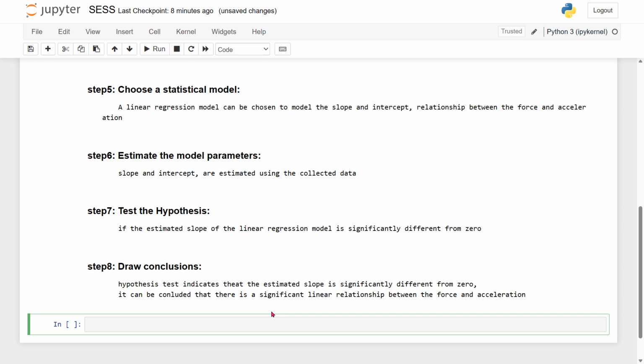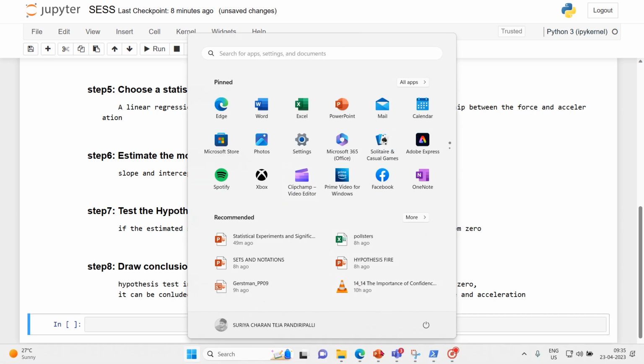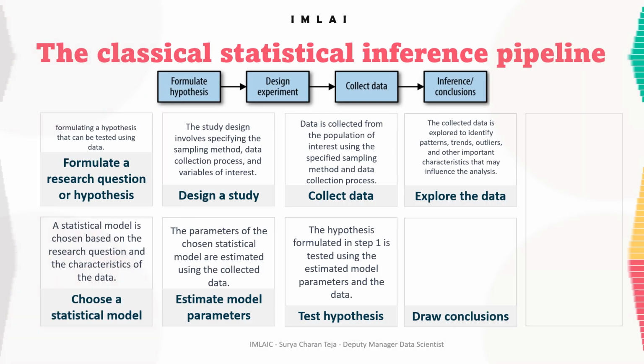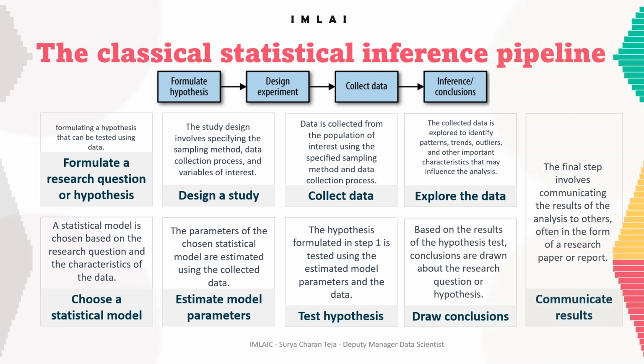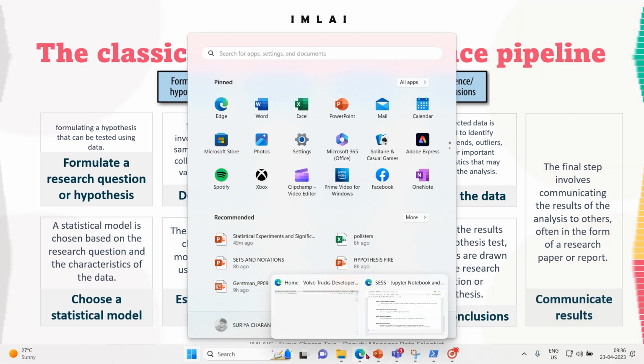Not yet done. Newton has come to a conclusion, but he has to do something else. The final step is to communicate results. The final step involves communicating the results of the analysis to others, often in the form of a research paper or report. This is a very, very important step. That's how other people got to know, how it became widespread, and how many other people got to use the fruits of that.